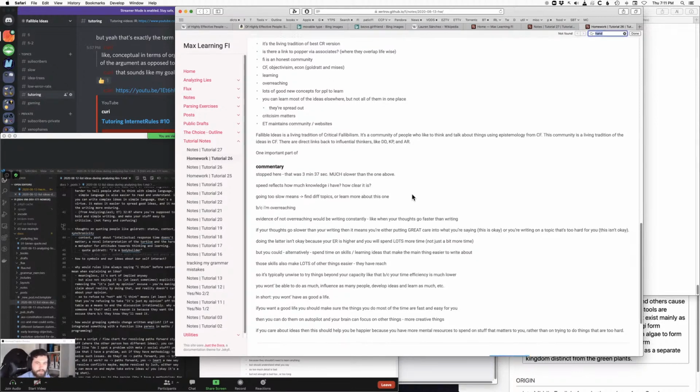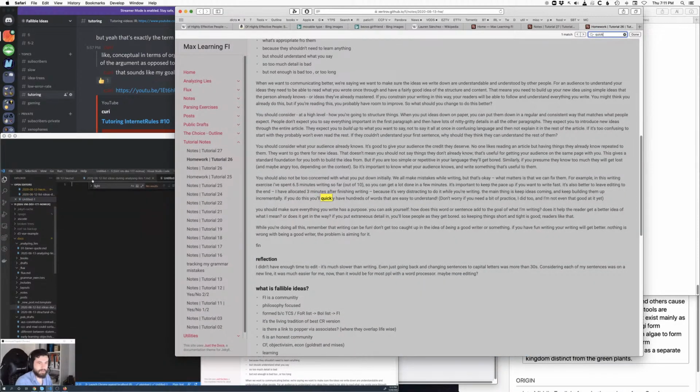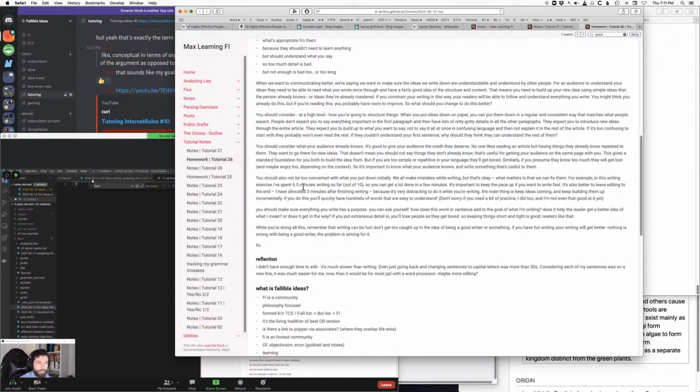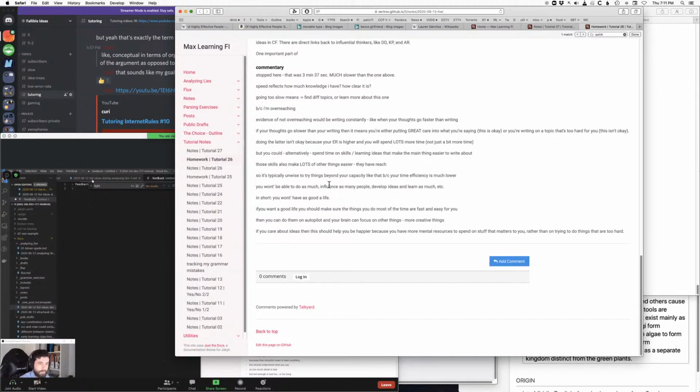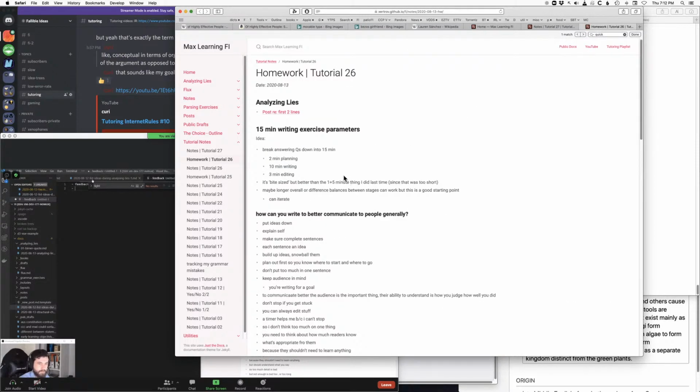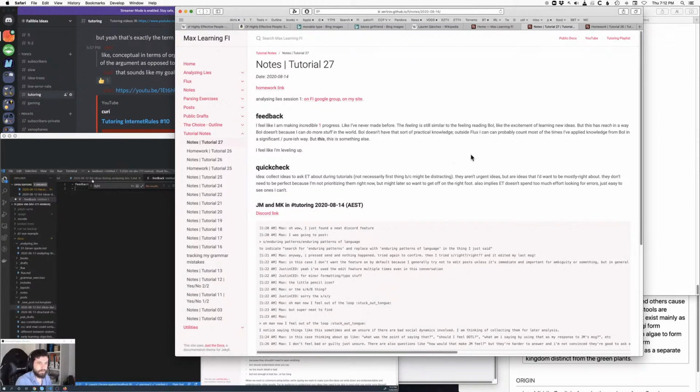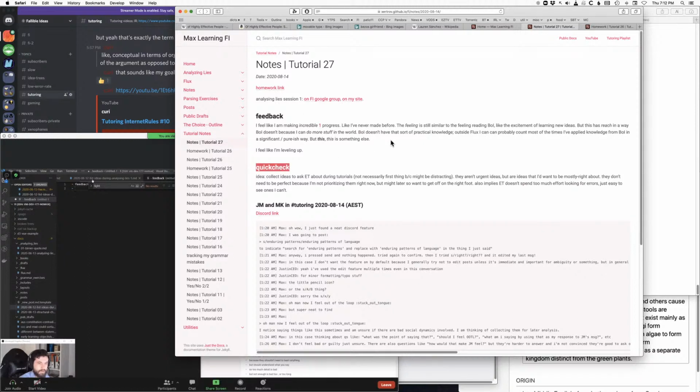Okay, so that's all a bit disorganized, Max. Which thing do you want to look at first? So let's go with the tutorial 27 notes, and there's two things there. There's a feedback reflection-y section, and then the quick check.